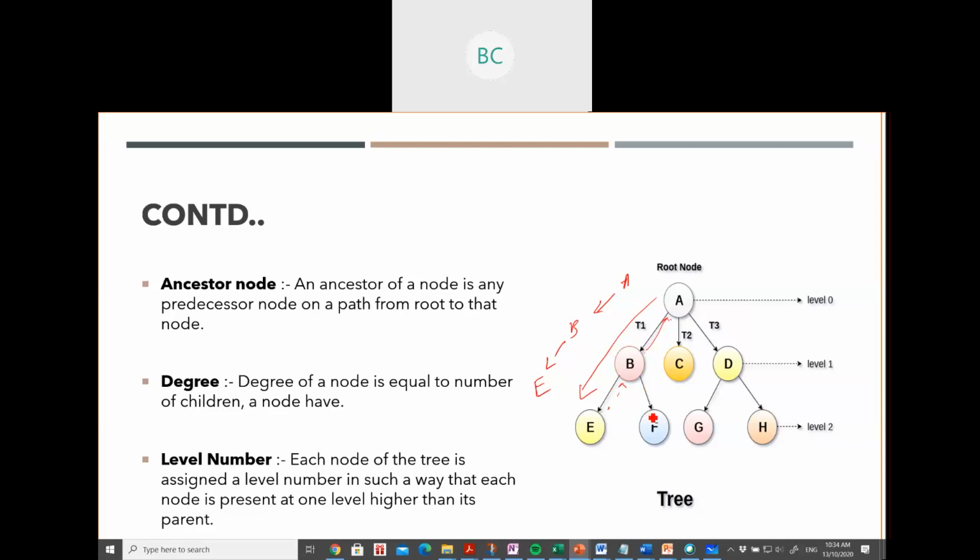Now think about this path as well. Suppose this is your path A to B to F. Then F will have two ancestors. One is B, one is A. Just think about your parents, then your grandparents. Those are all our ancestors, right? Is it clear to you guys? Am I going too fast? Yes, clear.